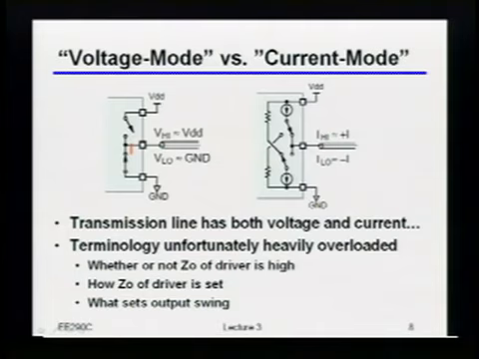Sometimes it means, as I've said, whether or not the output impedance of the driver is high compared to the line. Sometimes they actually use this to mean how you've set the output impedance of the driver, and you'll see what I mean by that in one second. And sometimes all they really mean is what actually sets the output swing, meaning the magnitude of the output signal that you're putting onto the line.